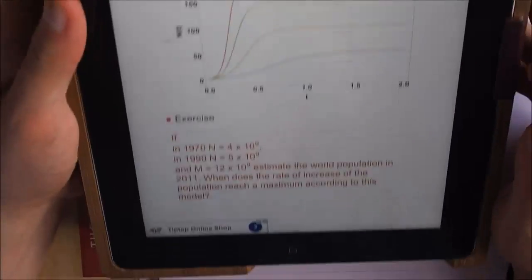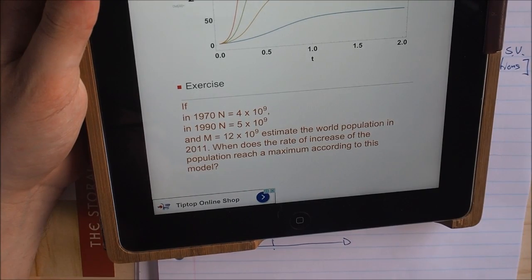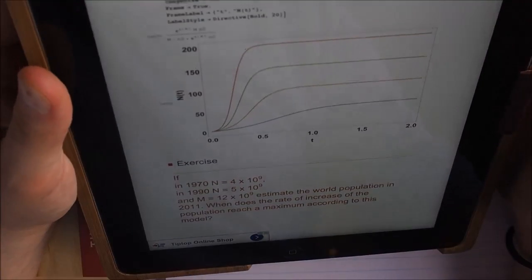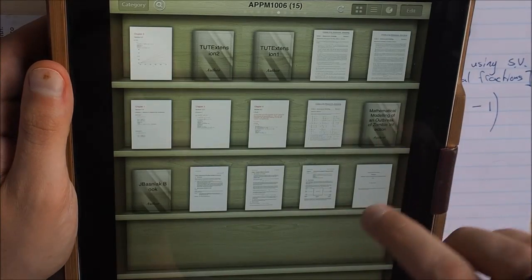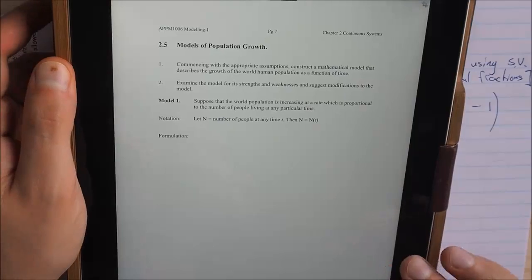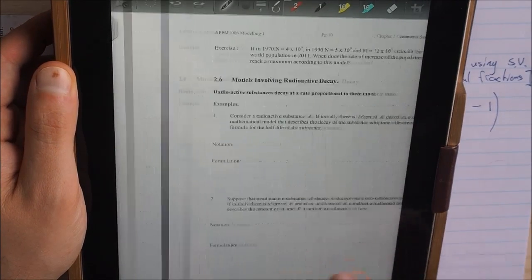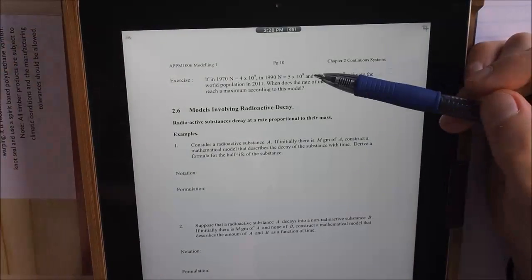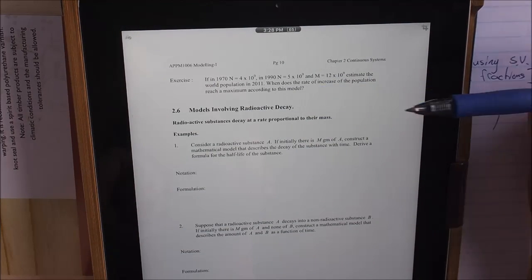What I will do is leave you with the exercise to do. So the exercise says, if in 1970 there were 4 times 10 to the 9 people, this is in the notes, and in 1990 there were 5 times 10 to the 9 people, and M is the carrying capacity, 12 times 10 to the 9, estimate the world population in 2011.